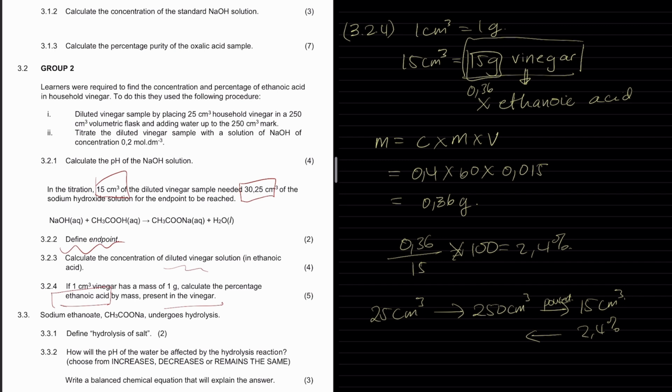So the concentration is still going to be the same. This is going to be 2.4%. Now, we have to undo this dilution. So this amount here will be more concentrated because they diluted it. If you're working backward, it's going to be more concentrated. So how much did they dilute it by? They diluted it by a factor of 10, because from 25 to 250 is multiplied by 10. So we must multiply by 10 here. So we'll get 24%. And that's our answer.